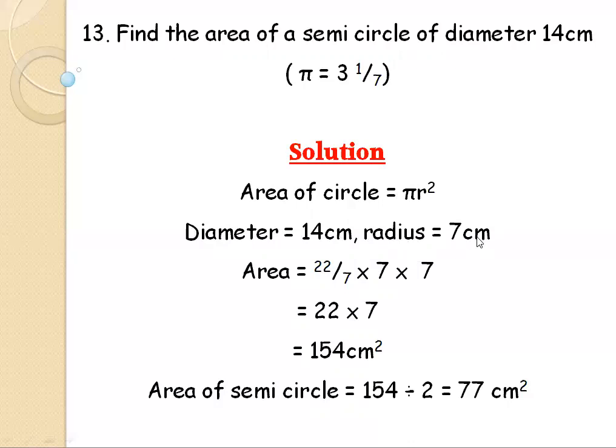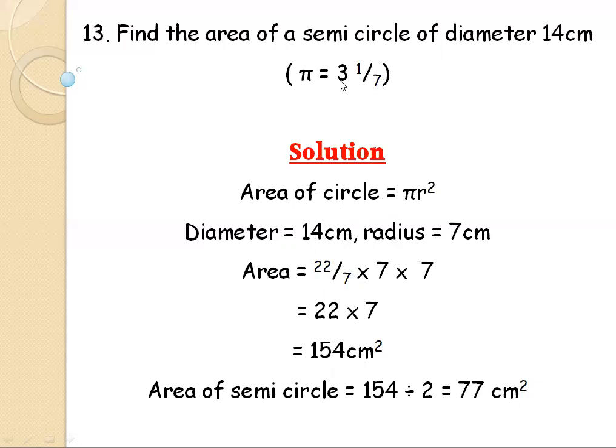A lot of people make the mistake of using their diameter as a radius. Remember, diameter and radius are not the same thing. In a case where you're given the diameter, you divide it by 2 to get the value of your radius. So my radius is 7 centimeters. Now the area is pi. You're given pi as 3 whole number 1 over 7. If I use it like this, it might be a bit confusing for me, so I will change my 3 whole number 1 over 7 to an improper fraction.